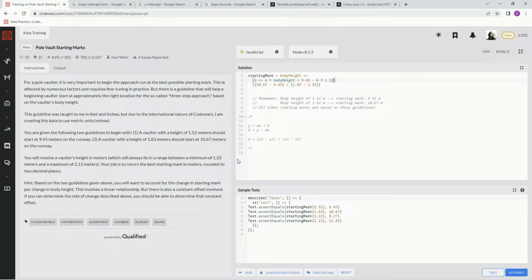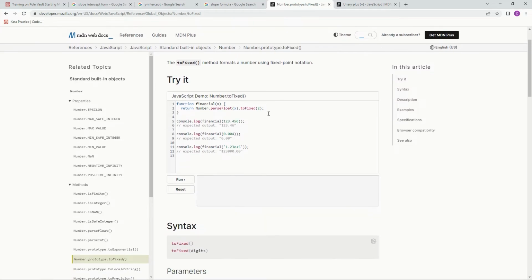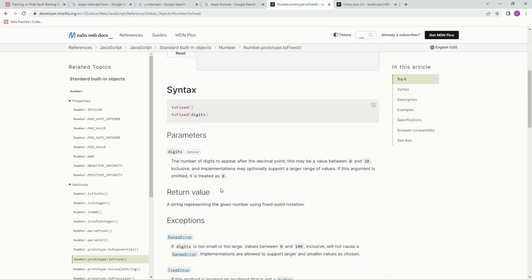But now we've got to format the answer into 2 decimal places. So to do that, we're going to wrap this whole thing up right here in parentheses. And we're going to use this toFixed method, which formats a number using the fixed point notation. This one's doing it to 2, so it just rounds the number, all right? And important thing, the return value is a string representing the given number. So it's a string. Just got to remember it's a string.